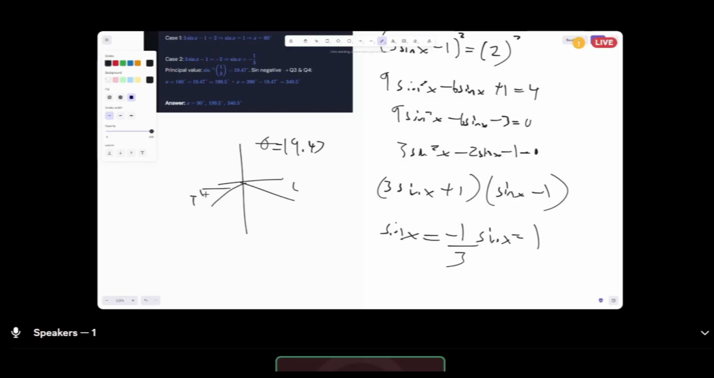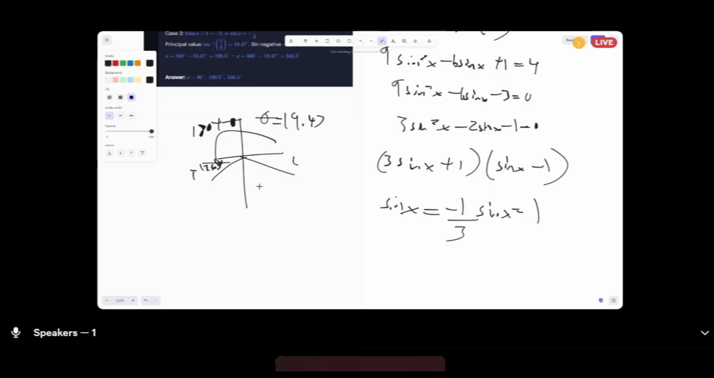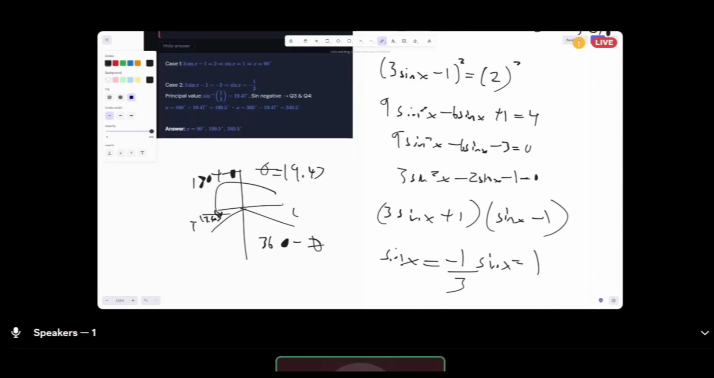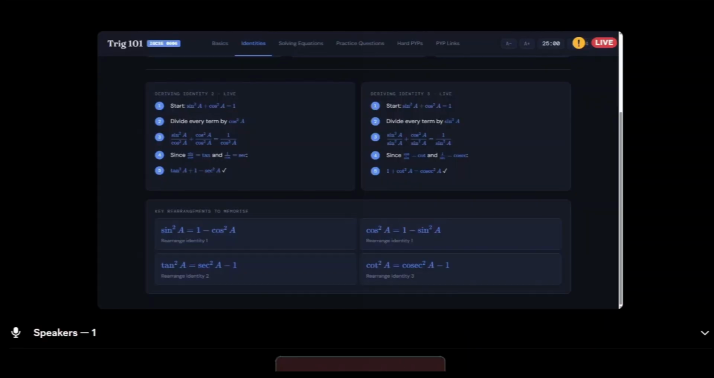So draw here, 19.47. So 180 plus the angle. And then this one is T, like the formula 360 minus the angle. So that's how you get all of them. But yeah, there are both ways if you want to solve the modulus.